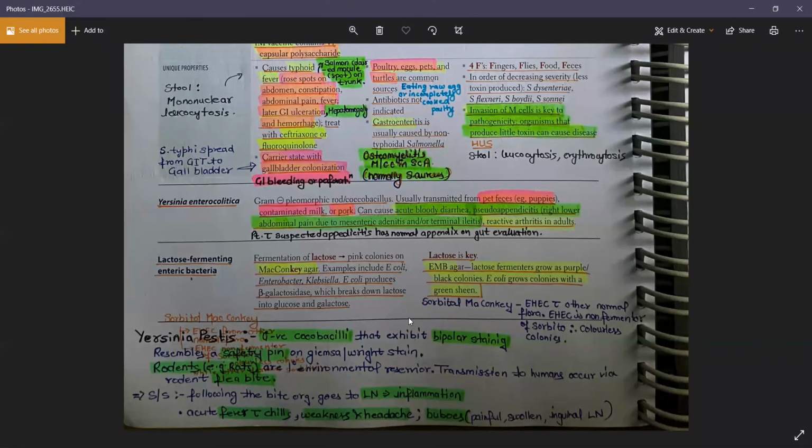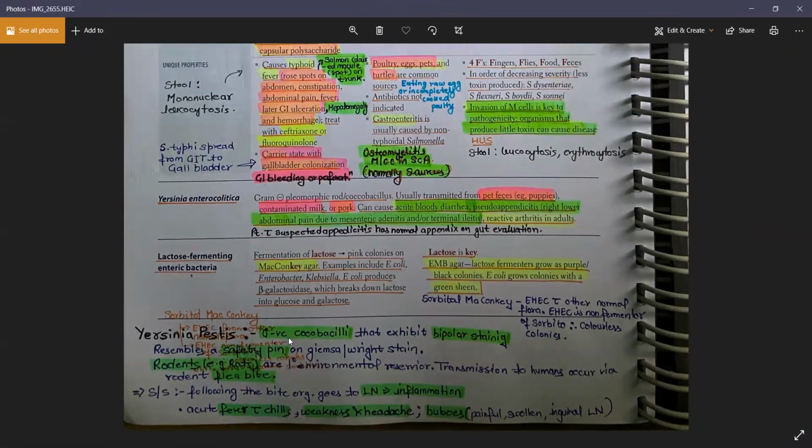And remember the fact about this bacteria, that it exhibits this bipolar staining. Very important thing. Remember the Medusa head colonies in the gram-positive bacteria, the Medusa head colonies, Bacillus anthracis, yes, Bacillus anthracis, and the bipolar staining in the Yersinia pestis. So they will appear as this safety pin-like bacteria.